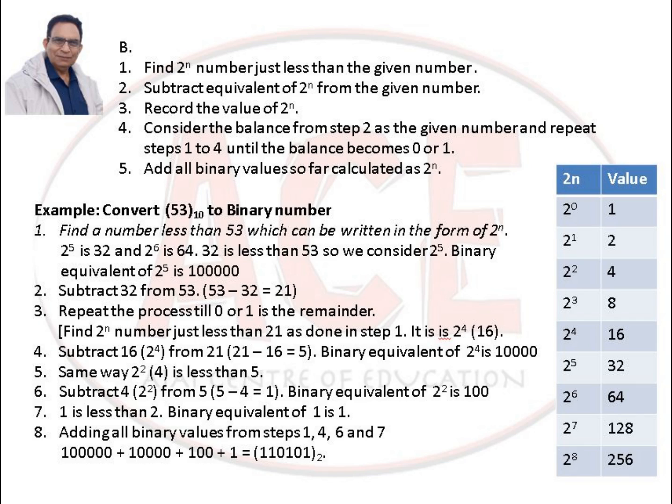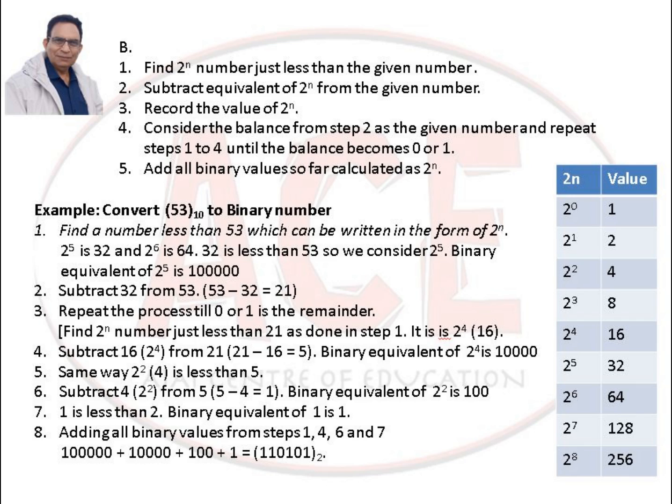Example, convert 53 base 10 to binary number. Find the number less than 53, which can be written in the form of 2 raised to the power n. We can find out 2 raised to the power 5 is 32 and 2 raised to the power 6 is 64. So 32 is the number we are looking for. So 32 is less than 53, so we consider 2 raised to the power 5.